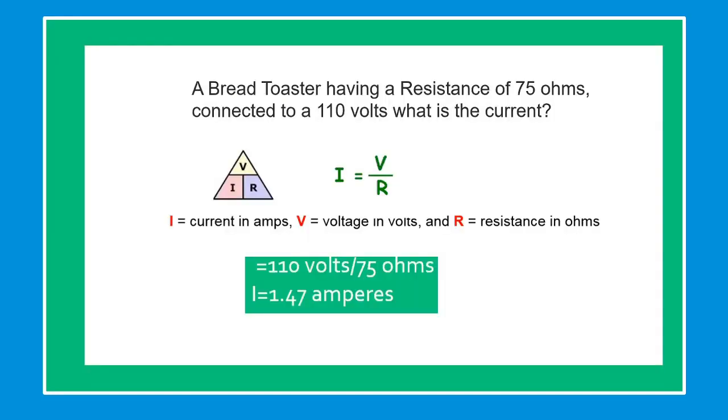In our example in problem solving, a bread toaster having a resistance of 75 ohms is connected to 110 volts. What is the current? By using Ohm's Law, I equals current in amps, V equals voltage in volts, and R equals resistance in ohms. Our voltage is 110 volts divided by 75 ohms. Our current is 1.47 amperes.